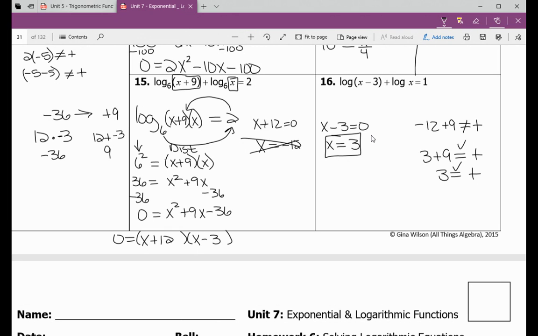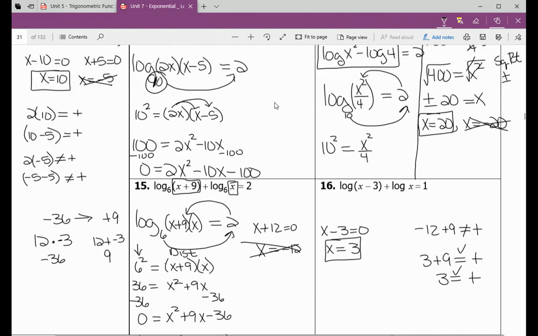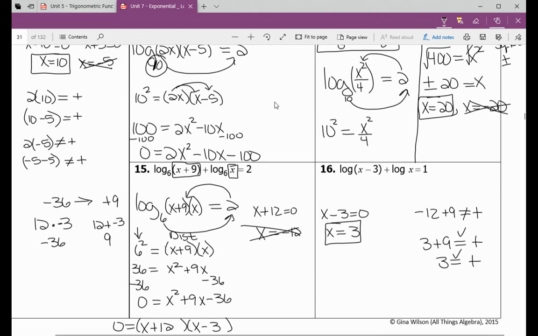Any questions about solving logarithms? Because we did 2 different types. If you have a log equal to a log, you just set the numbers equal. And these, we did 1 logarithm equal to a number, and then we had to rewrite.